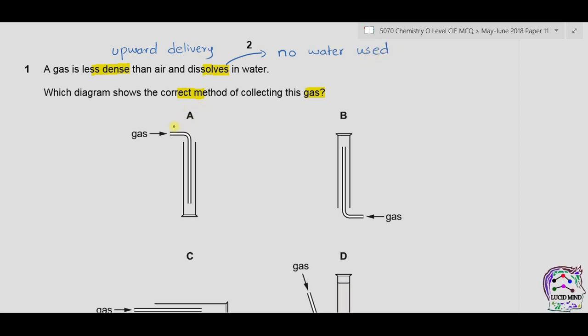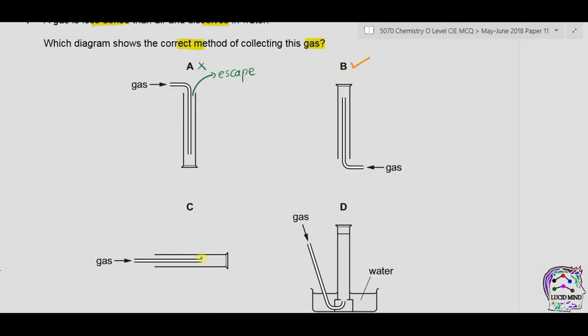Let's look at the options. In option A, we can see that it is downward delivery, as the gas is less dense, so therefore it will escape upwards. So A is incorrect. B shows the process in which upward delivery takes place, so therefore this one is correct, as gas is less dense. In part C, we have sideways delivery. Again, diffusion can take place and gas can escape, so therefore C is not used. In option D, separation is taking place by the help of displacement of water, as the gas is water soluble, so therefore we are not going to use this method. Correct method is therefore B.